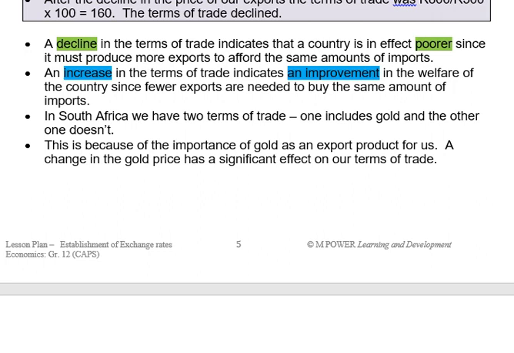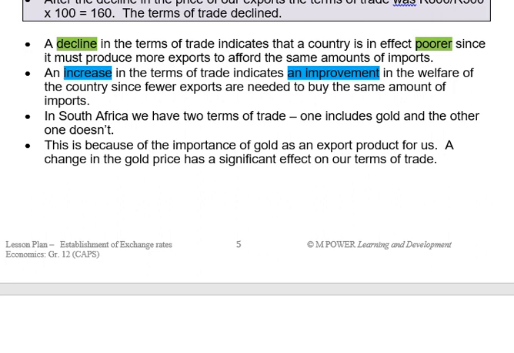Obviously, if there's an increase in the terms of trade, the opposite is going to happen. If there's an increase in the terms of trade, that is going to mean either we export the same amount of stuff and earn more, so we can afford more imports, or we decrease our exports in order to afford the same amount of imports. So if we import more or we export less, the effect is going to be that more goods are available in the country and living standards will increase.